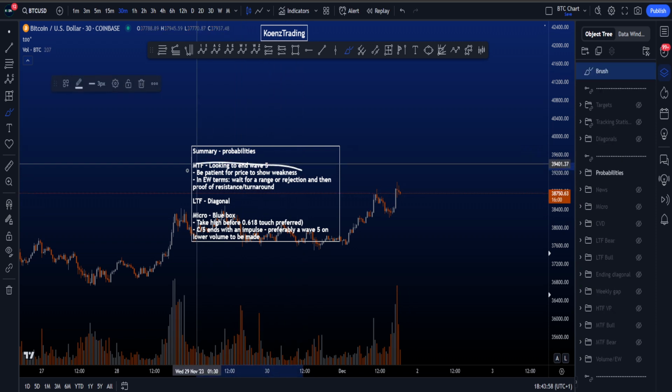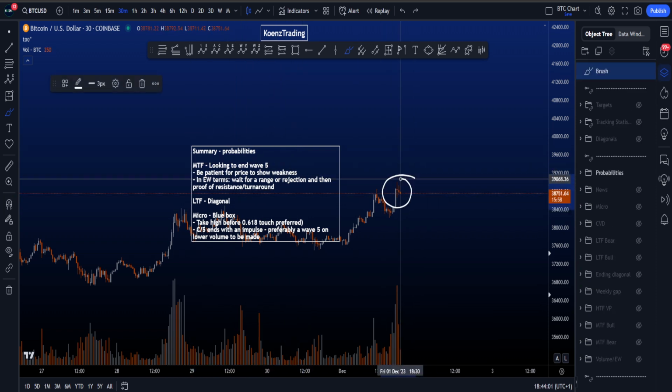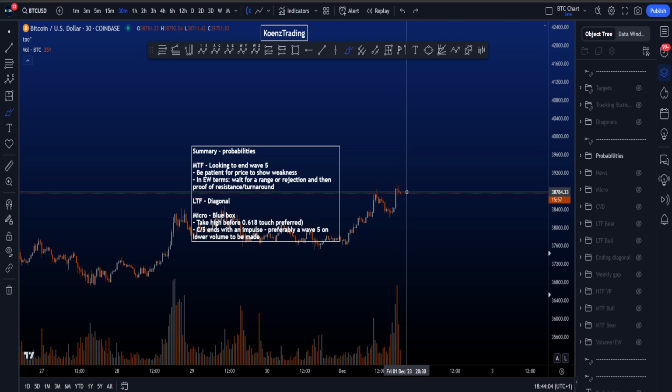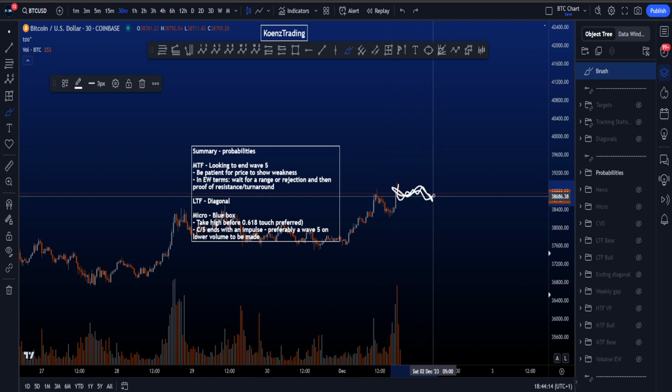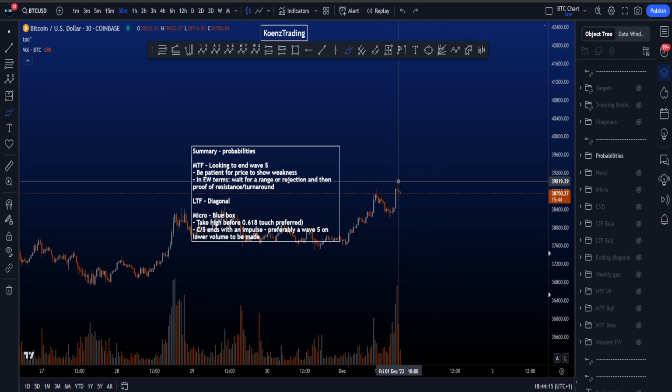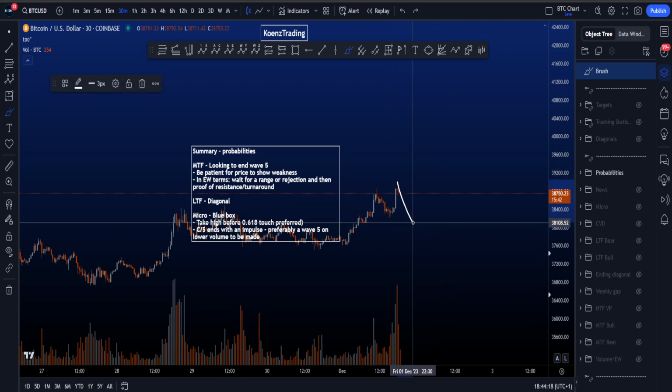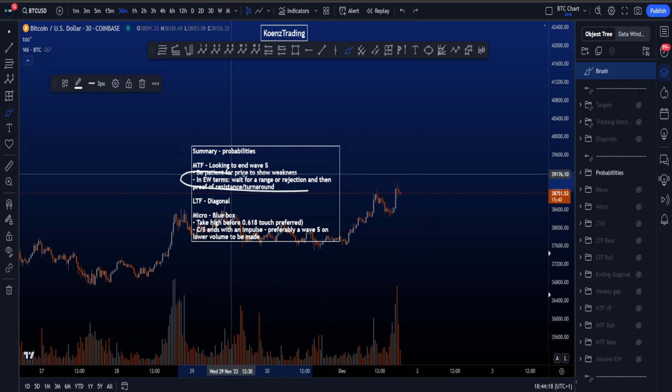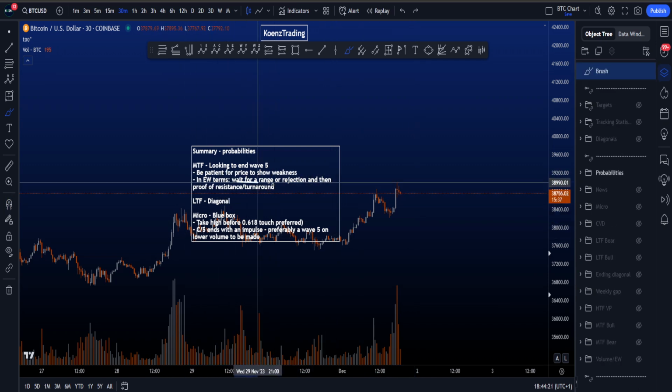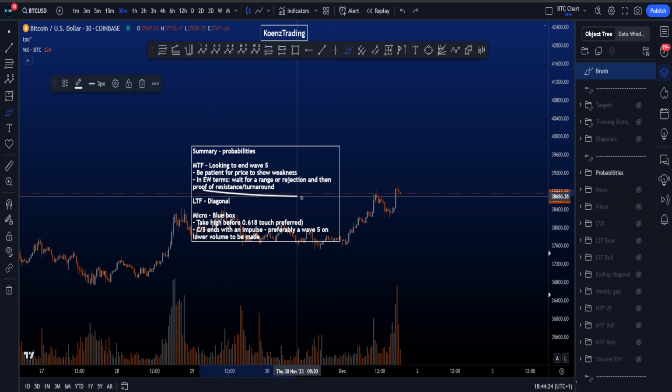We have to be patient, first of all, more locally here as well, for price to show weakness. We don't catch knives here, we don't YOLO, we don't FOMO. We wait and see what price does, and especially we wait for ranges to form. If we get a range, then we can assess better what the probabilities are for up or downside. And if we get a bit of a solid rejection to the downside, that are right over here as well, right? In Elliott Wave terms, wait for a range or a rejection and then proof of resistance.